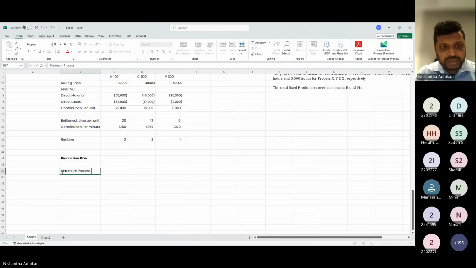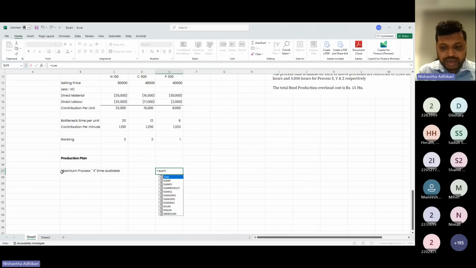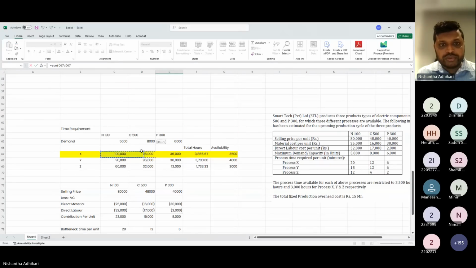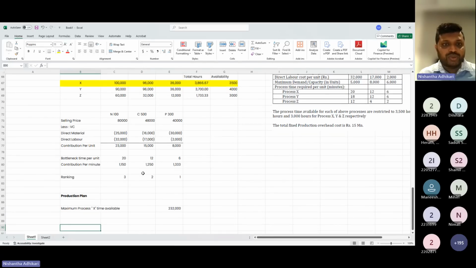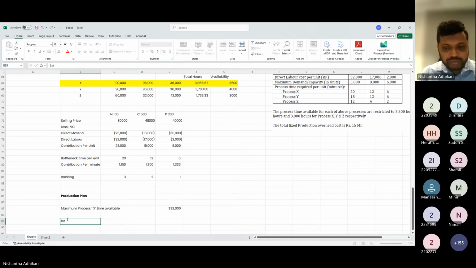Maximum process X time available, as I have mentioned, you can take the summation of the process time. It is 232,000. First, you are going to produce P300.